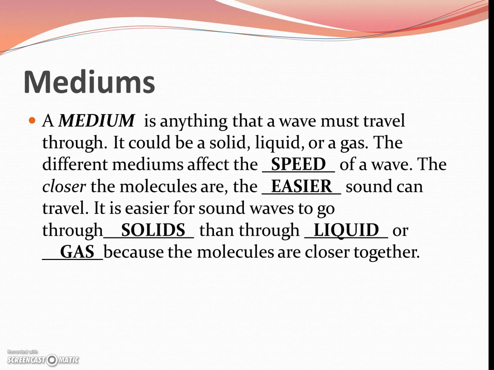One more thing we need to talk about is something called mediums. A medium is anything that a wave must travel through. It can be a solid, liquid, or gas. Remember, it's energy traveling. We need matter for that energy to pass through. The different mediums affect the speed of a wave. The closer the molecules are, the easier the sound can travel. It's easier for sound waves to go through solids than liquid or gases because the molecules are closer together.